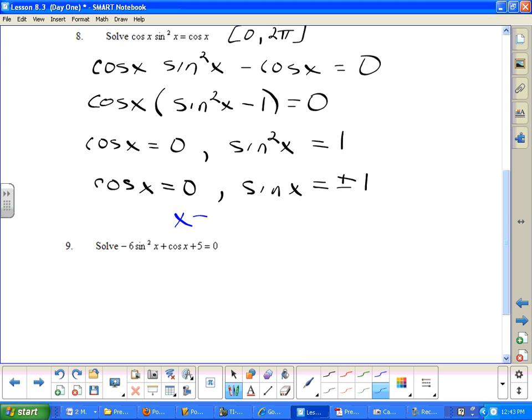All right. So x equals. So when does cosine equal 0 between 0 and 2 pi? Okay, pi over 2 and at 3 pi over 2, right? When does sine equal 1? When does sine equal negative 1? Okay, so my answer is pi over 2 and 3 pi over 2.